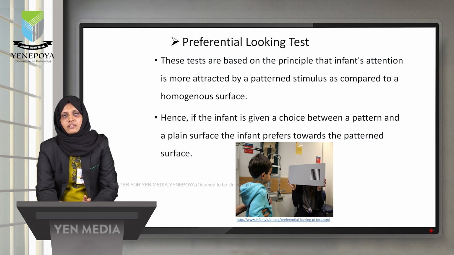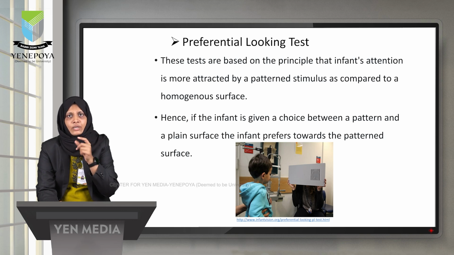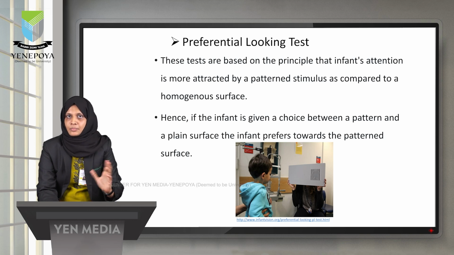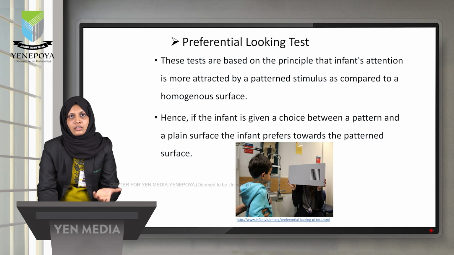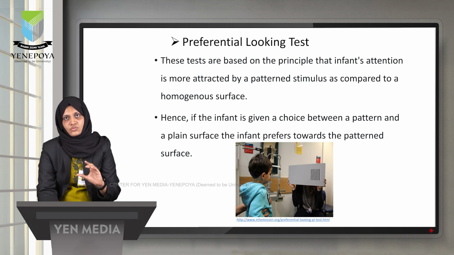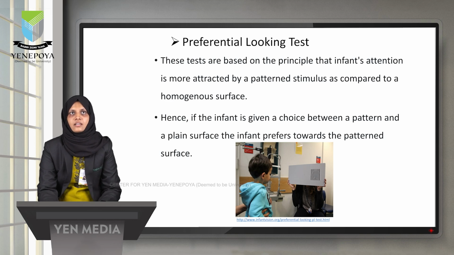surface. Here the examiner presents a target with a patterned and a plain surface, and there is a central hole in that target. The examiner observes the baby's eyes through that small hole. If the baby looks at the patterned or striped pattern, it means the baby has normal vision. If the baby cannot focus on that pattern, it means there is some visual abnormality.